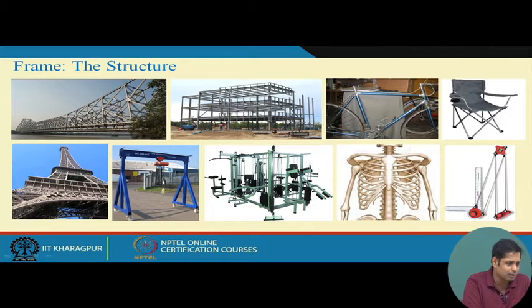This is a bridge, the Howrah Bridge. This is the Eiffel Tower. This is a building, an assembly of beams and columns. This is a cycle frame. This is a folding chair. And this is also a loading frame, very common if you go to any gym. This is a multi gym. This is the human skeleton, and this is a drafter that you have used in your engineering drawing. There could be many other such examples.